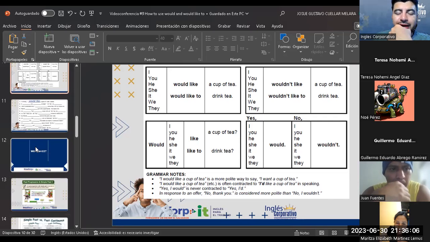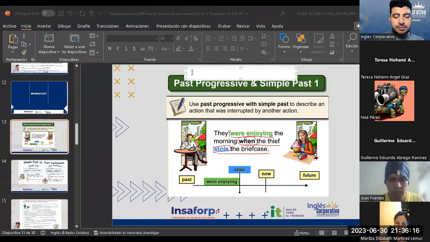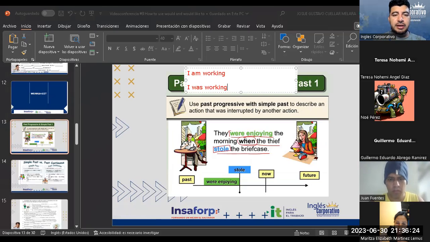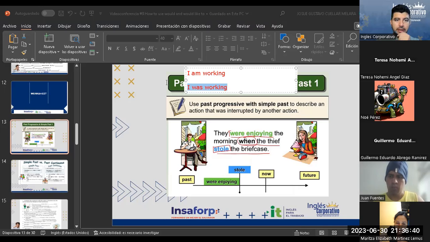Look. La vez pasada estuvimos viendo past continuous o el past progressive. Ejemplo. En presente continuo, I am working. En pasado, I was working. Así que vamos a trabajar con este mismo. I was working, you were traveling, he was singing. Pero ahora con una acción interrumpiéndola. Ojo con esto.